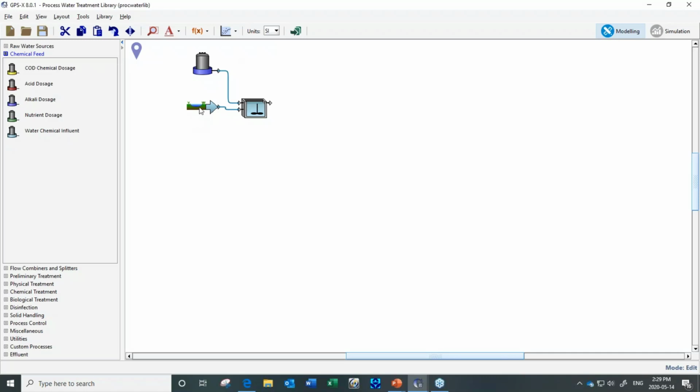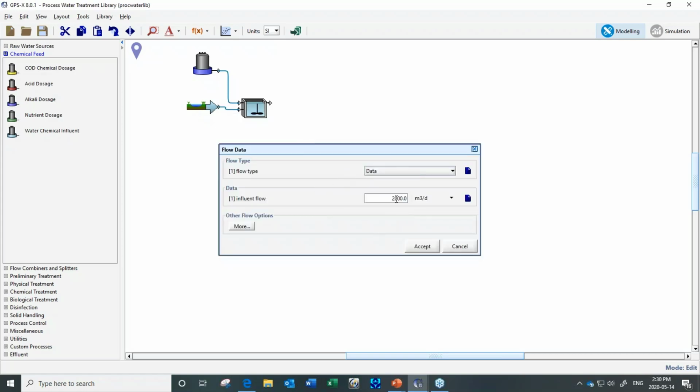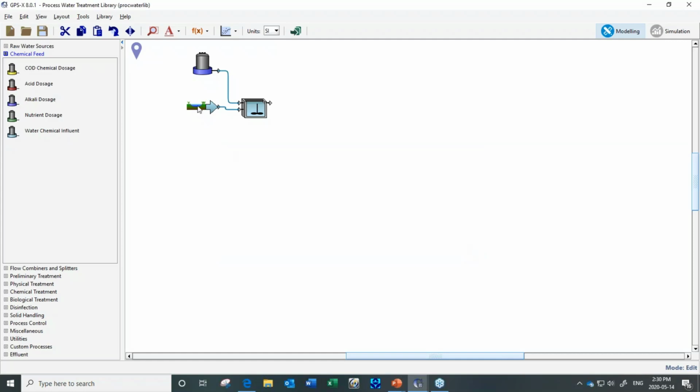And once you have done that, we will need some information that we need to feed to the system. In this particular case, for a water, of course, we need to define what is the flow that is coming into the system. And GPS-X also provides you a very good functionality to change your units to any unit you want to work in. So if you want to work with meter cube per day, that's fine. If you want to work with gallons per day or mega gallons per day, all of those units are there for you to choose from.